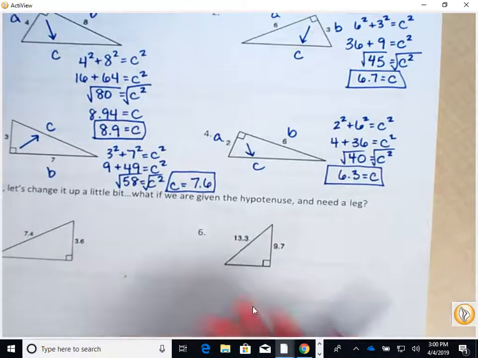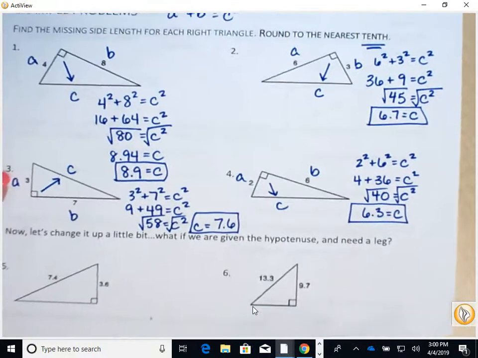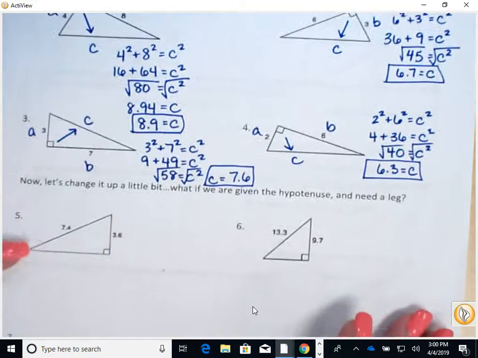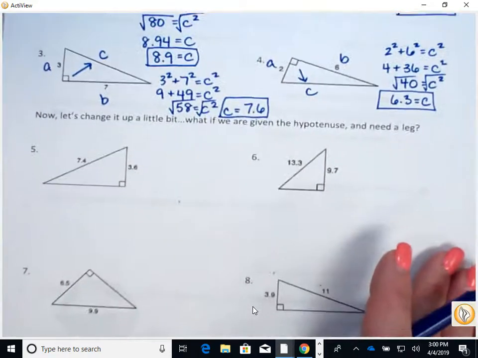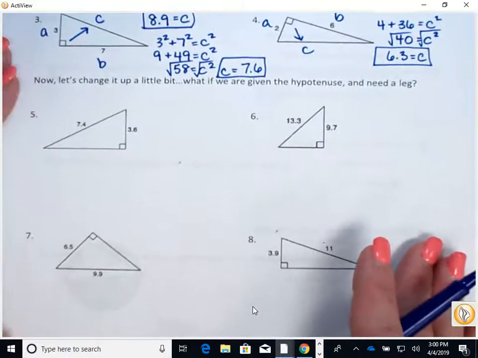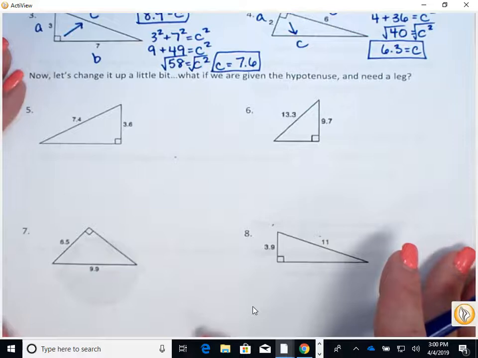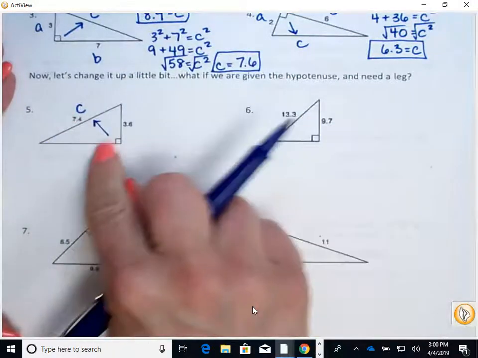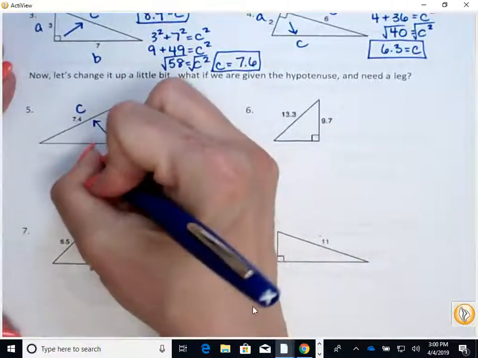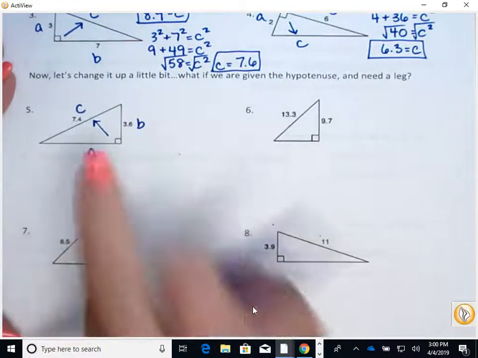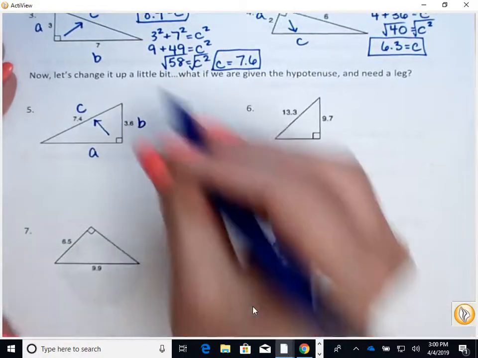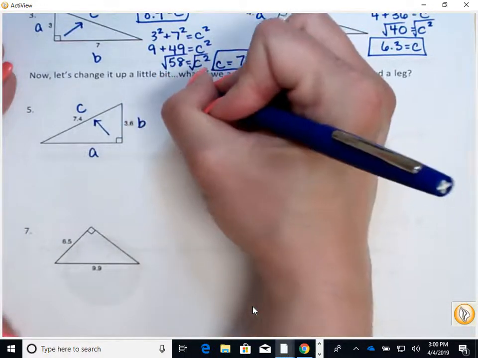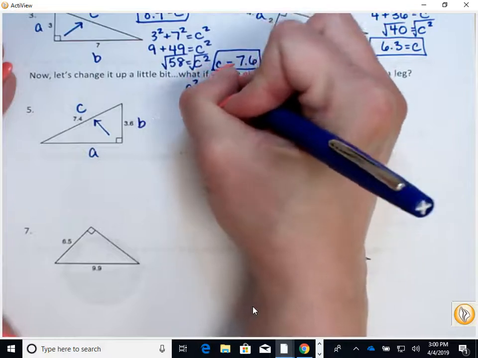Alright, so on all of those, we end up having to solve for the C side. Down here, I think it's going to end up being an A or a B side for all of these, so we get a little bit of practice with both. So again, it doesn't matter whether you call it A or B, either one. I'm going to call the side that we don't know A and the other side B. Still plugging everything into that A squared plus B squared equals C squared.